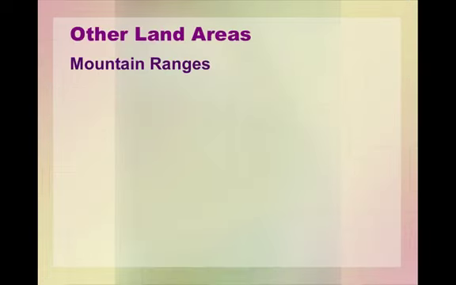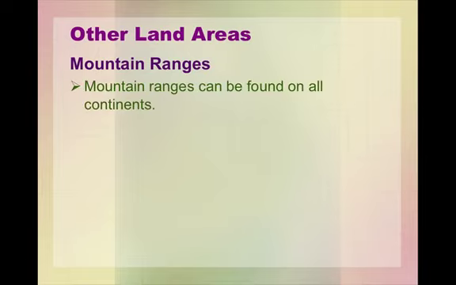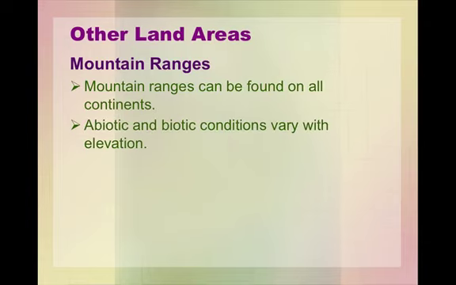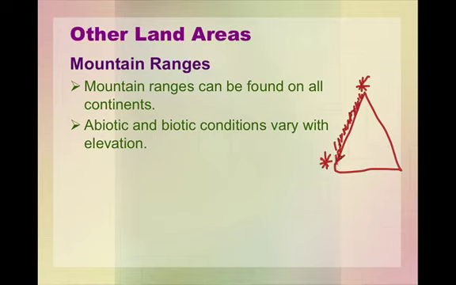Other land areas which aren't really specific as far as their biomes are going to be mountain ranges. And we talked about mountain ranges in that previous slide. Mountain ranges can be found on all continents. And the abiotic and biotic conditions vary with elevation. Once again, when you talk about a mountain, you're going to have different conditions at the base of the mountain than you are at the top of the mountain. We also talked about how there's going to be different vegetation and different animals based on that vegetation that are going to live on that particular mountain.